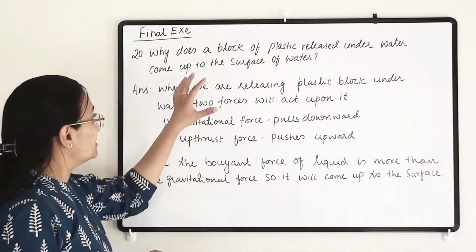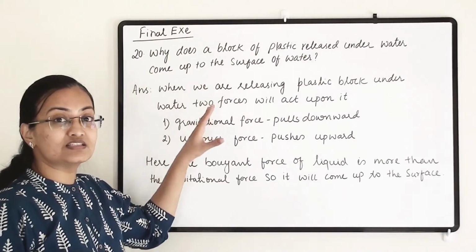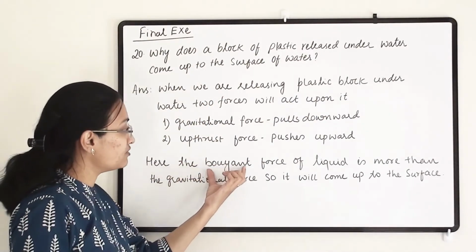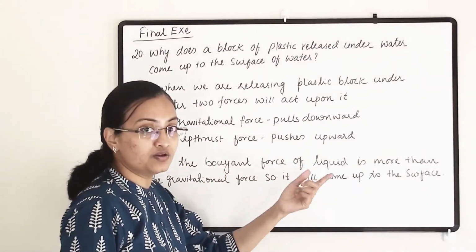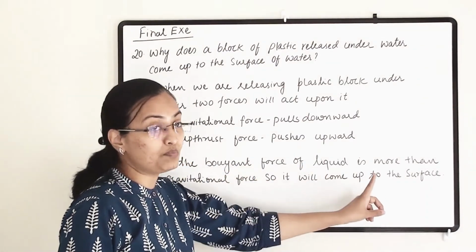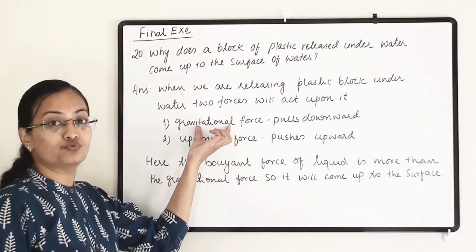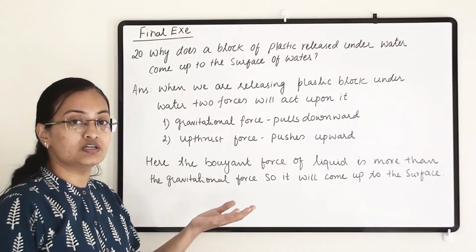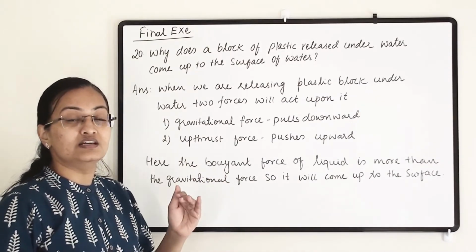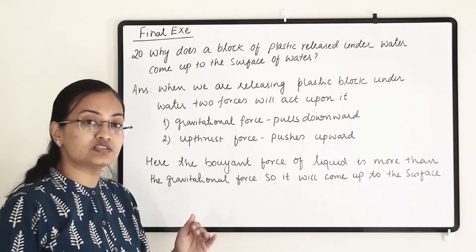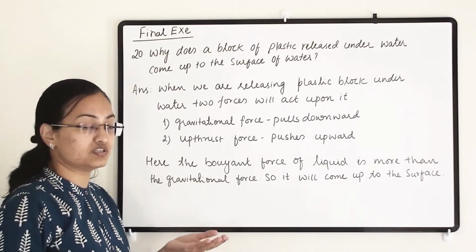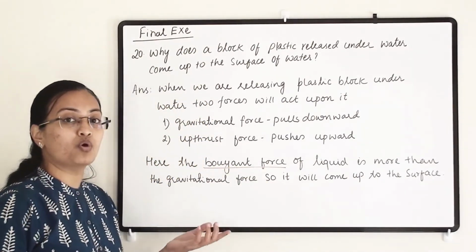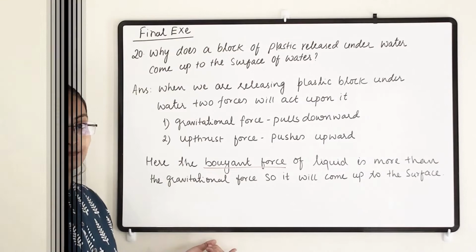Now here, the density of this block is lesser than that of the water. So upthrust force, or the buoyant force, which is acting upward, will be higher compared to the gravitational force acting on the block. So as a result, the block will come to the surface and it will not remain immersed or sink into the water, because here the buoyant force acting on the block will be more compared to the gravitational force.